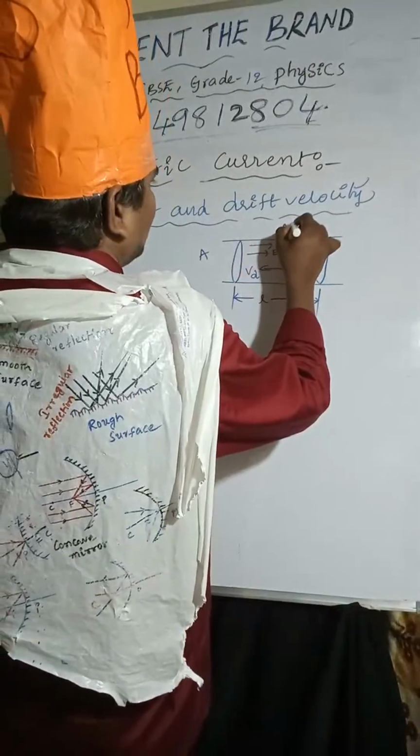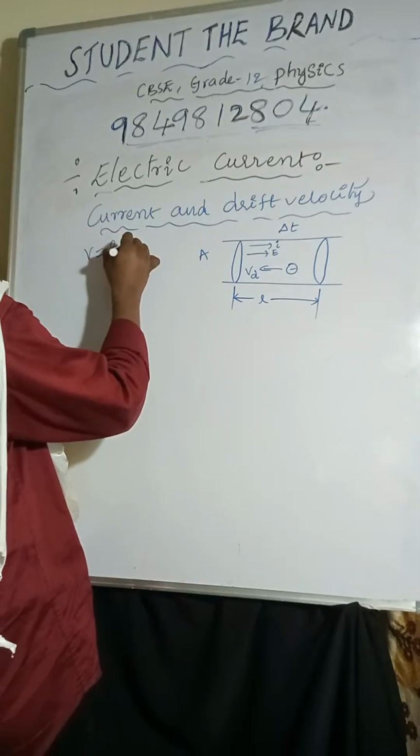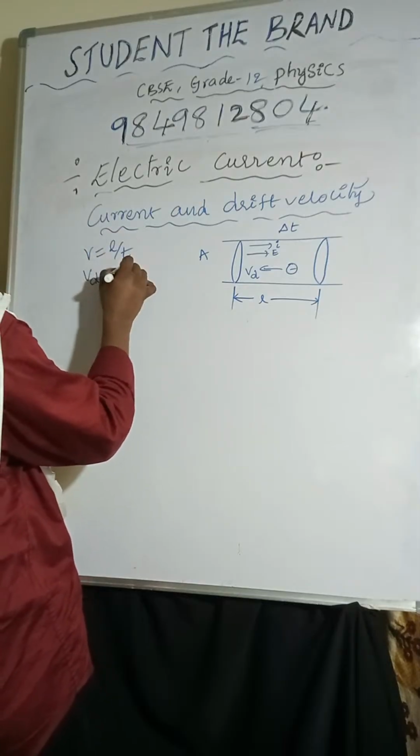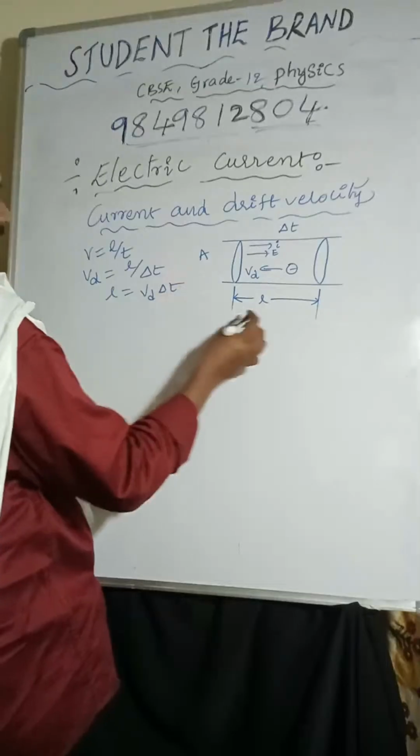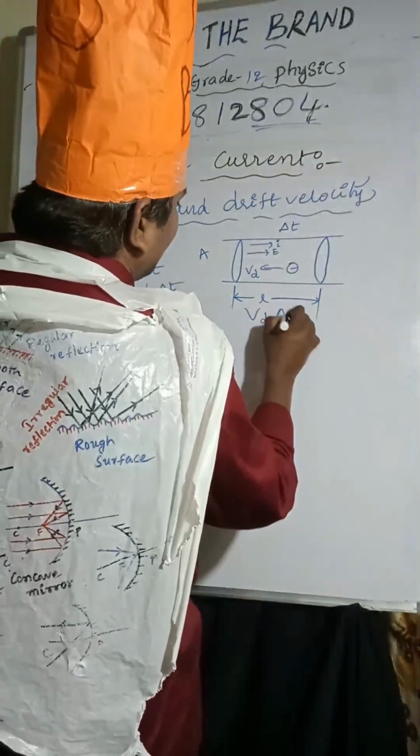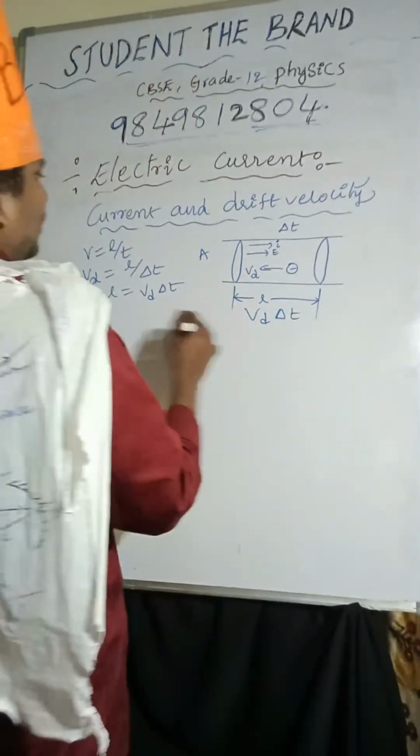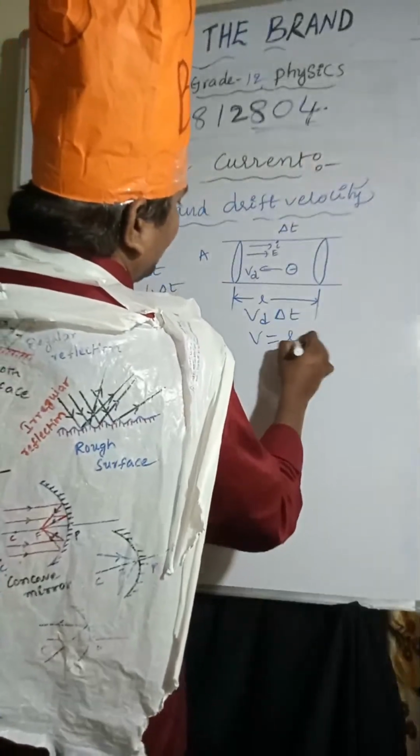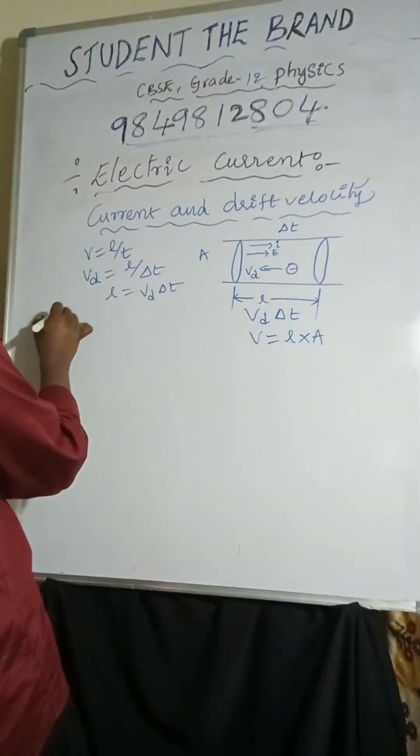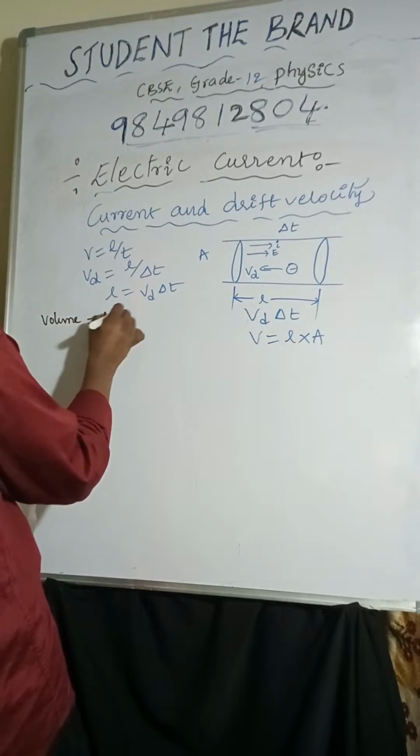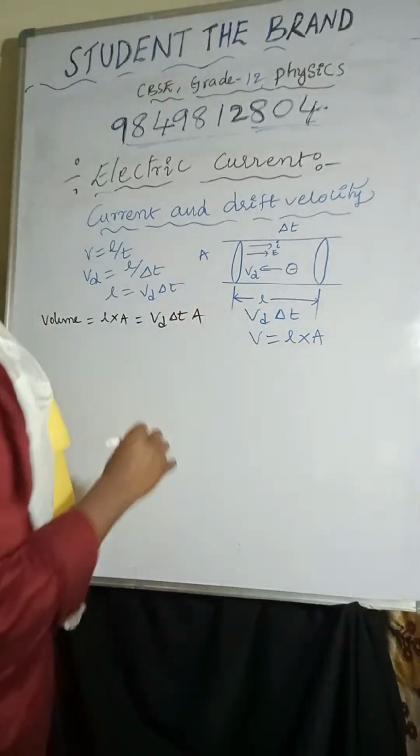Now here you can observe velocity equal to L by T. Here the drift velocity I am taking as L by delta T. So L equal to Vd into delta T, the length of the conductor. What about volume? Volume equal to length into area. So volume equal to Vd into delta T into A, the area of cross section.